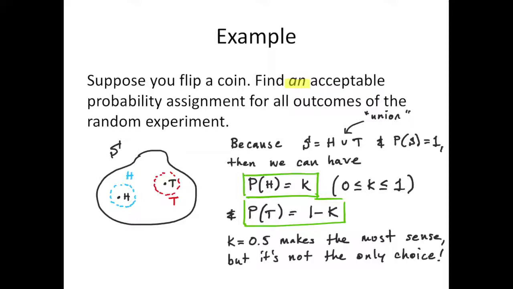There's infinitely many acceptable assignments in this scenario. Now, k equals 0.5 will make the most sense because it's consistent with the law of large numbers. So that might be acceptable and reasonable. K equals 0.5 seems like a reasonable assignment, but it's not the only choice according to my mathematical theory. I'm just building some rules, and my probabilities have to satisfy those rules.